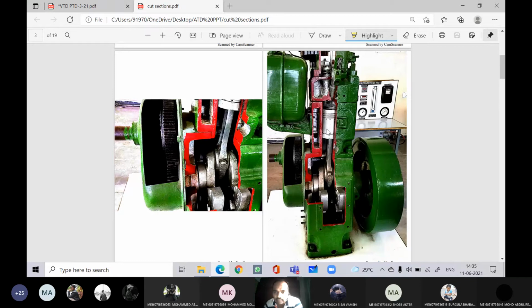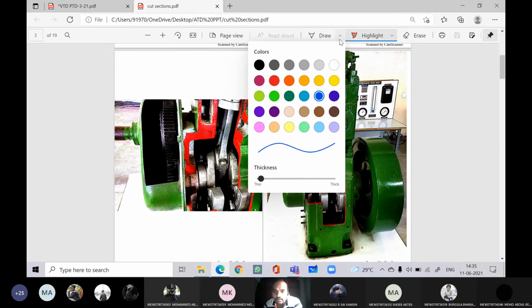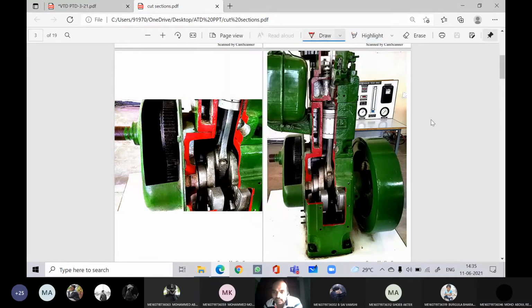Now tell me, what is this one? What is this portion? Piston, sir. Very good. This portion is the piston. Again, you can see there are grooves over here: 1, 2, 3 grooves at the top for piston rings, and one groove at the bottom, right? There the piston rings are fixed. Piston rings are of two types: compression rings and oil rings. At the top, these rings are called compression rings, and these rings are called oil rings.